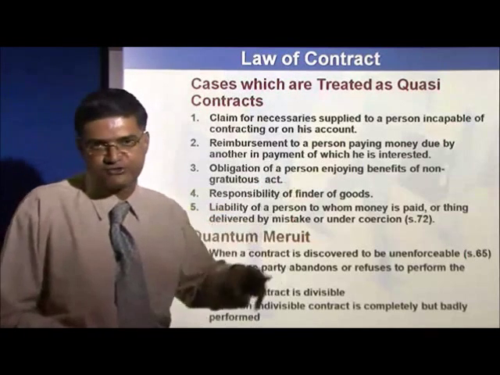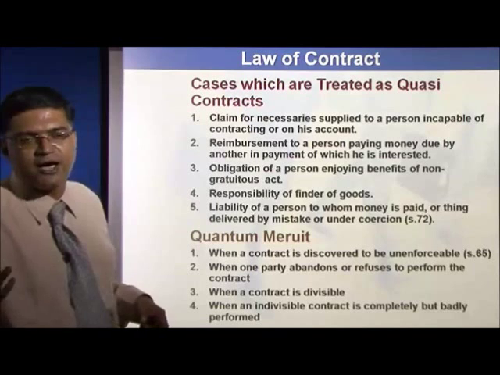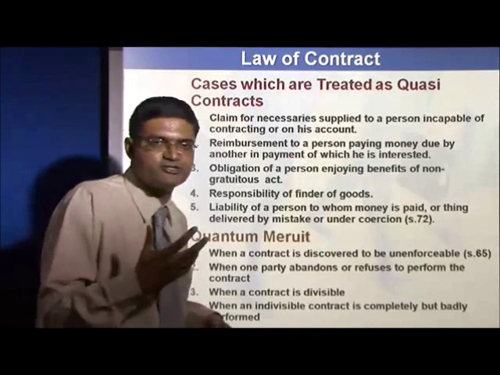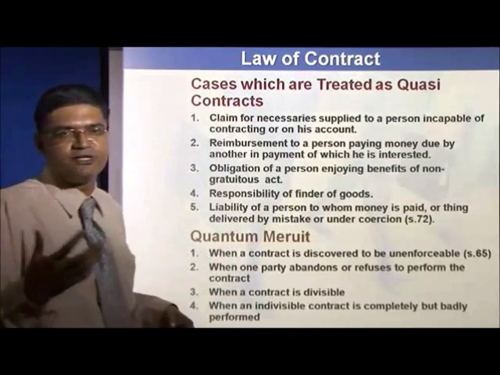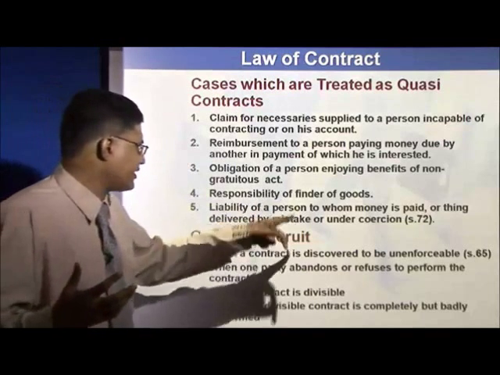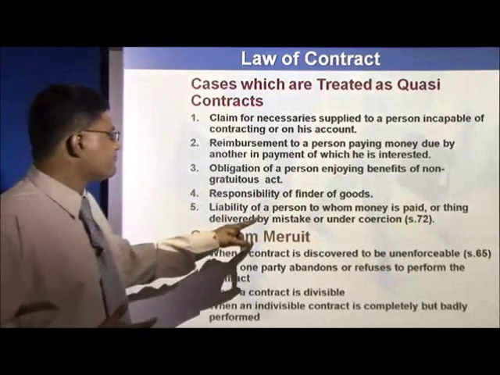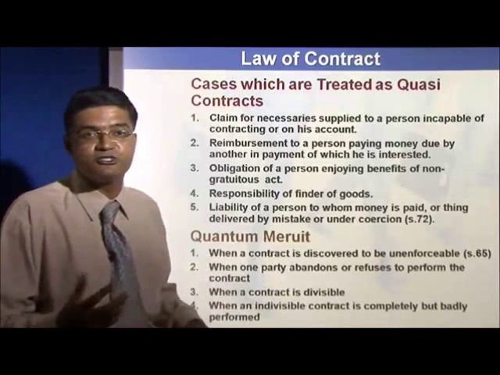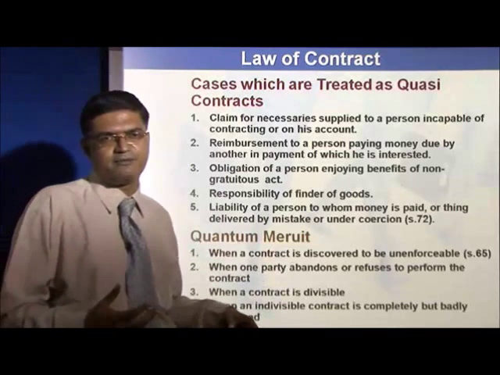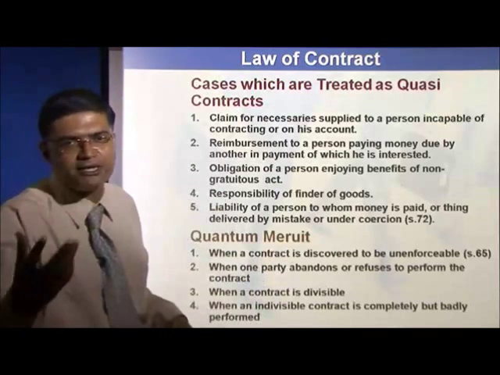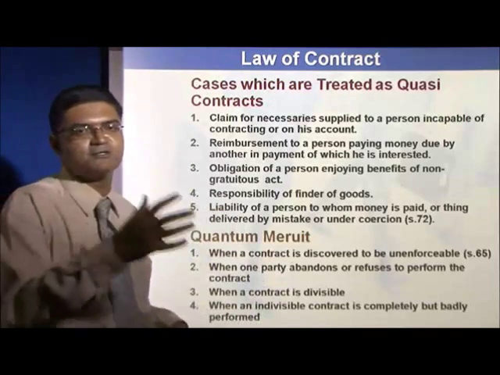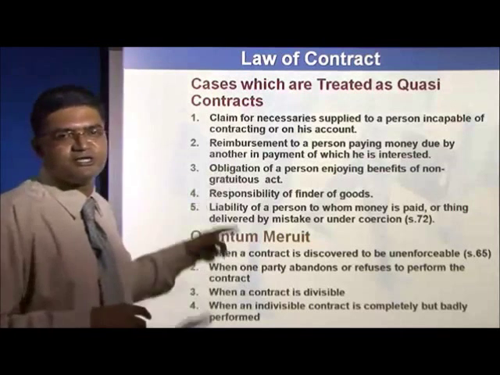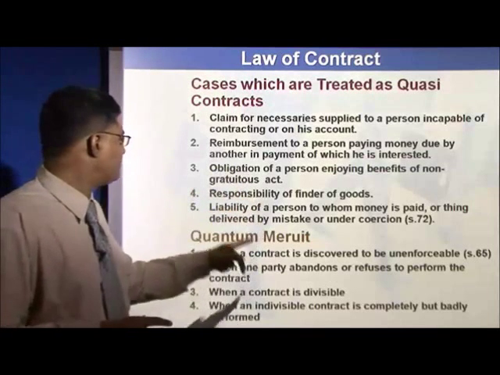Responsibility of finder of goods. Goods have been lost and a person takes the interest in locating the goods. So in such cases it becomes a quasi contract. The liability of a person to whom money is paid or thing delivered by mistake or under coercion, which means like by mistake the book or article has been delivered, or by force goods have been delivered. So in such cases the quasi contracts will come into play.